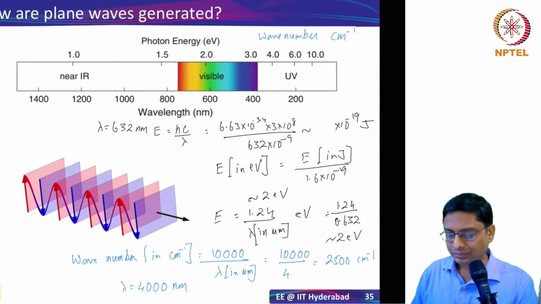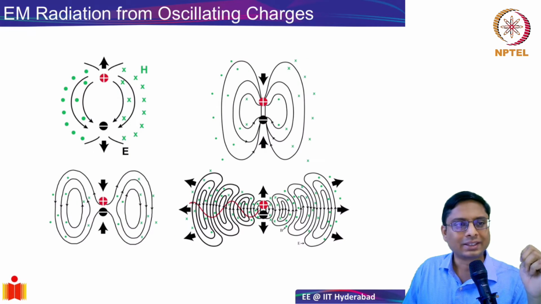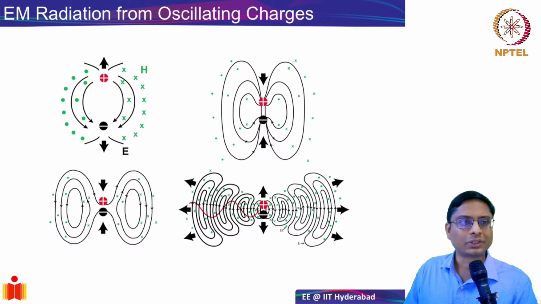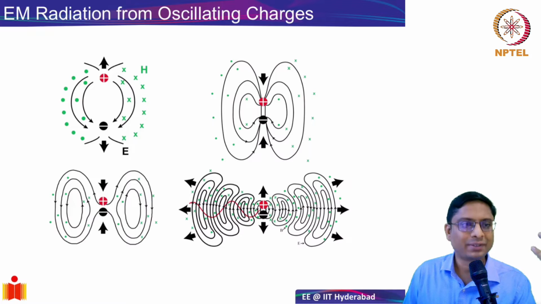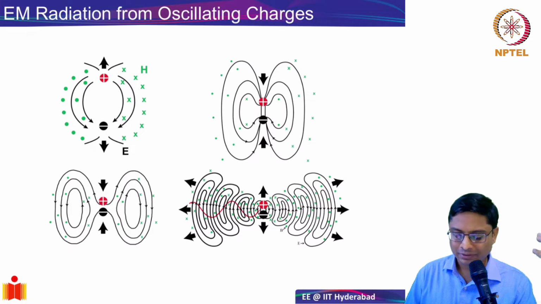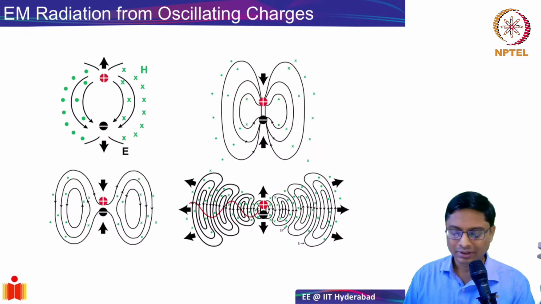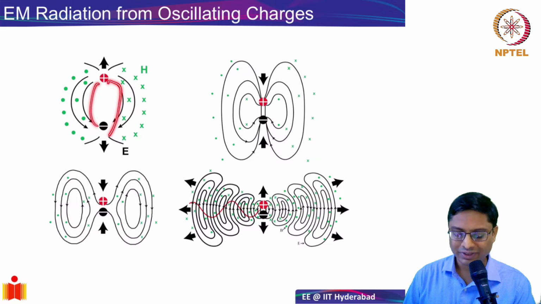Now moving ahead, we said that electromagnetic waves or plane waves are generated by oscillating charges or oscillating dipoles. If you have already studied antenna theory, you should be familiar with this, but just as a recap, let's say I have a dipole which consists of a positive charge and a negative charge, and they're fixed in time. What happens? Well, there will be an electric field which is in this shape.